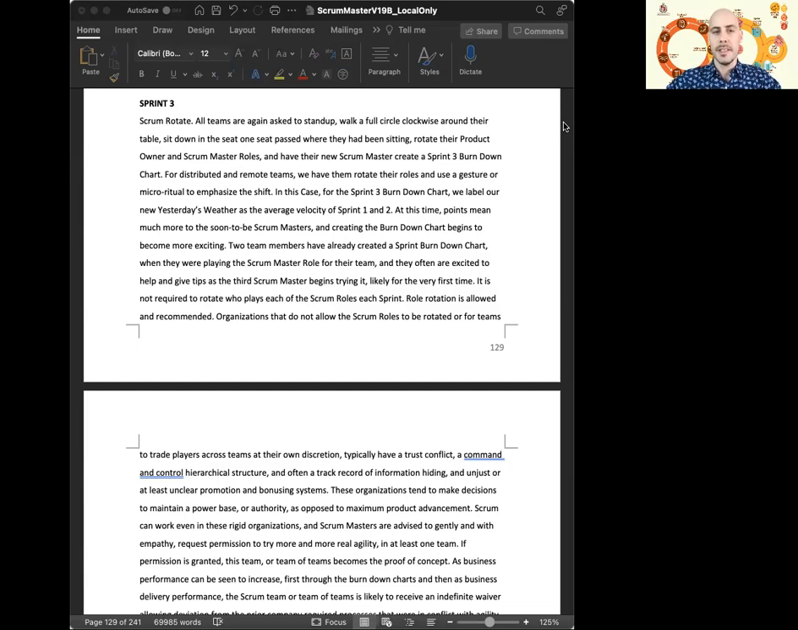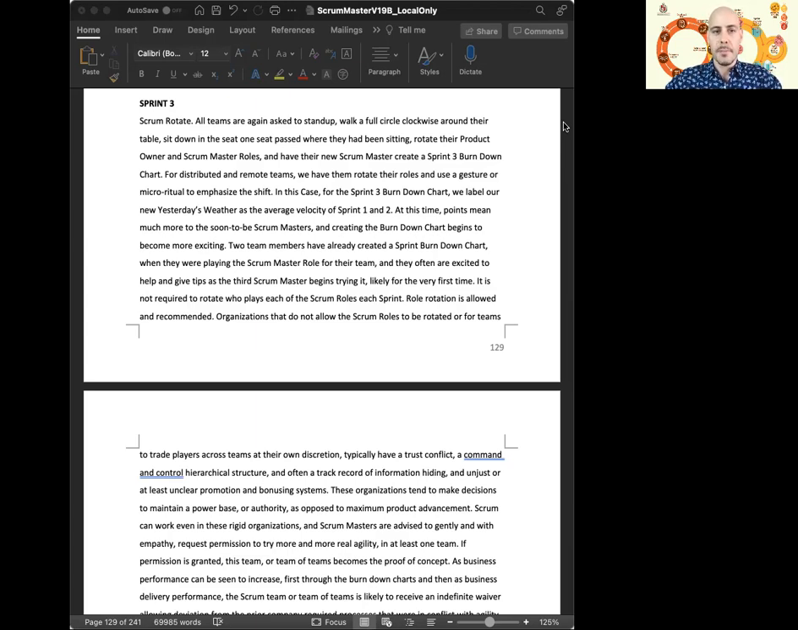For distributed and remote teams, we have them rotate their roles and use a gesture or micro ritual to emphasize the shift. In this case, for the Sprint 3 burn down chart, we label our new yesterday's weather as the average velocity of Sprint 1 and Sprint 2.